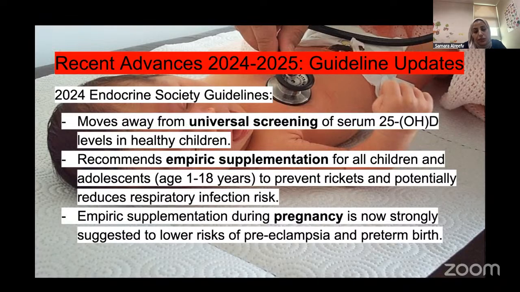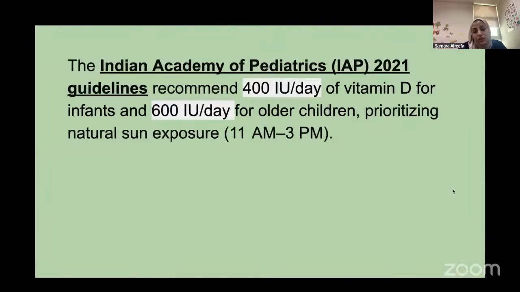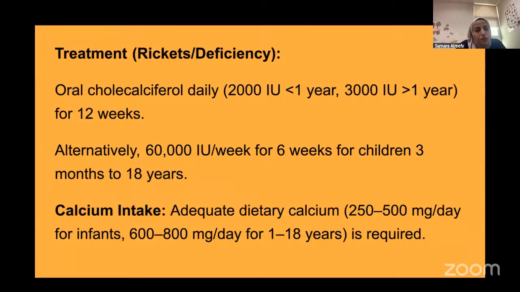Also, empiric supplementation during pregnancy is now strongly suggested to lower the risk of preeclampsia and preterm birth. The Indian Academy of Pediatrics guidelines also recommend starting infants on 400 international units per day as soon as after birth, and 600 international units for older children, 1 to 18 years. Prioritizing natural sun exposure is very important.